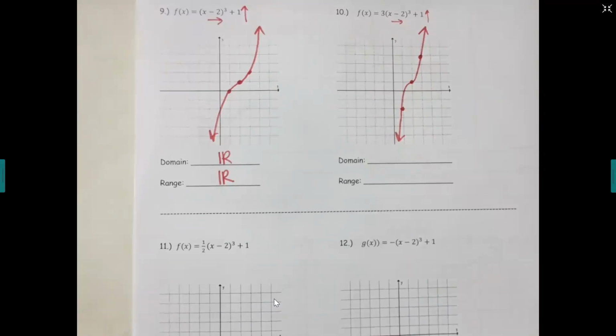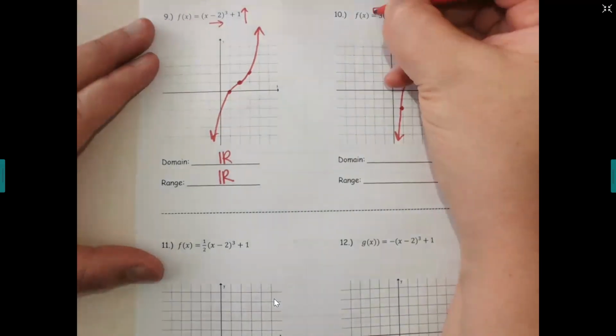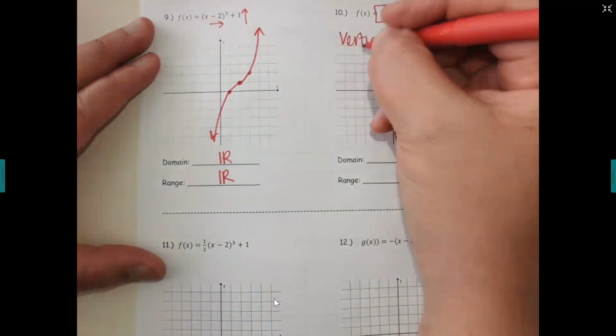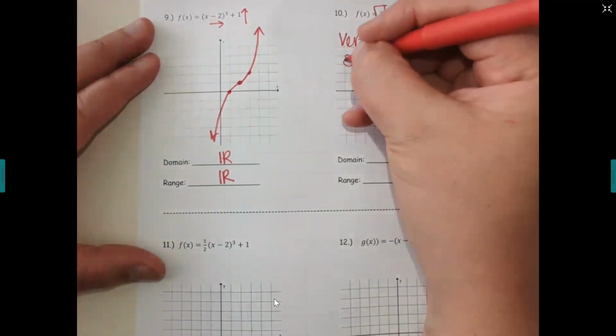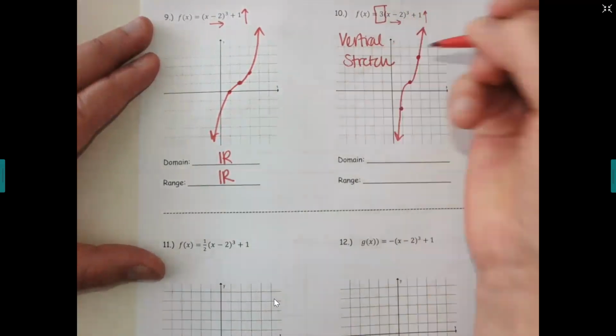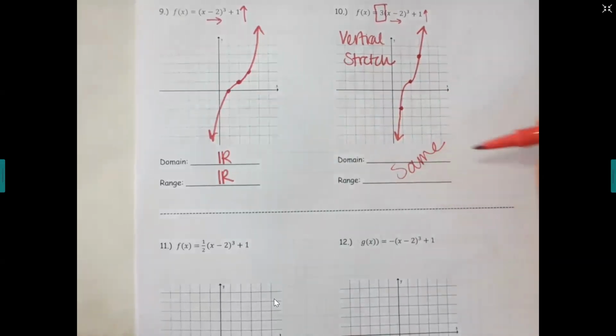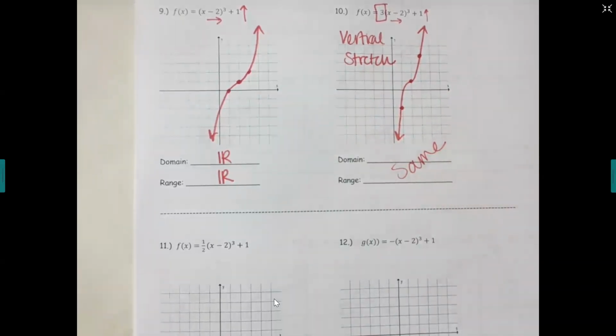Also, as far as the words go, would this be a stretch or a compression? Stretch, because remember, anything bigger than 1 is a stretch. Vertical stretch. Okay, versus less than 1 would be considered a compression. Okay, let's do the next 2 on this one.